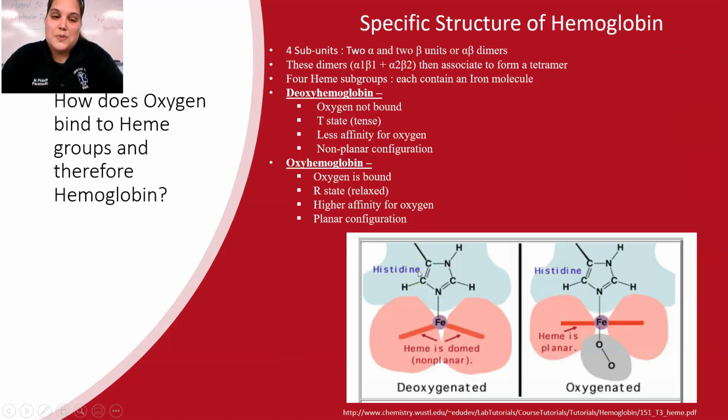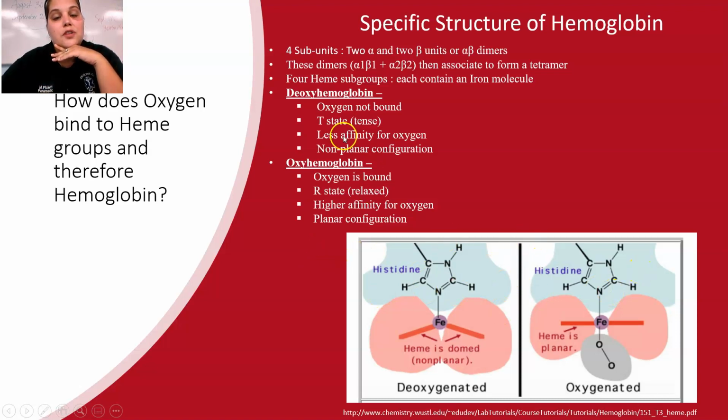So moving on to a more specific structure of hemoglobin, as I said earlier, I pulled these over to the slide so that we could see a little bit better. So we have 4 subunits, 2 alpha, 2 beta, or they're known as alpha-beta dimers, coming together to form a tetramer. And as I said earlier, there's 4 heme groups that come together to make a hemoglobin protein globulin.